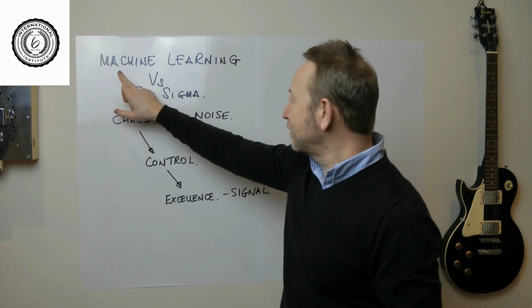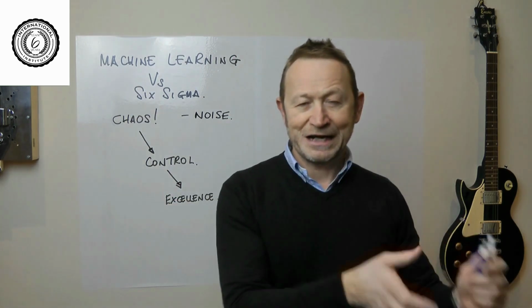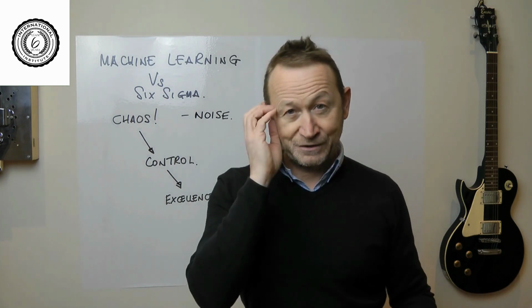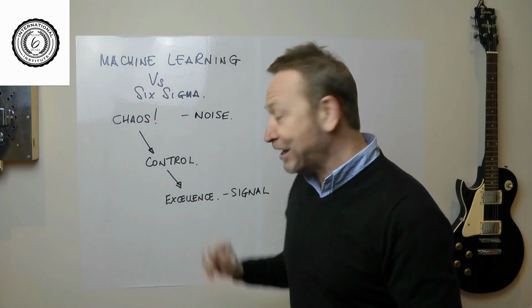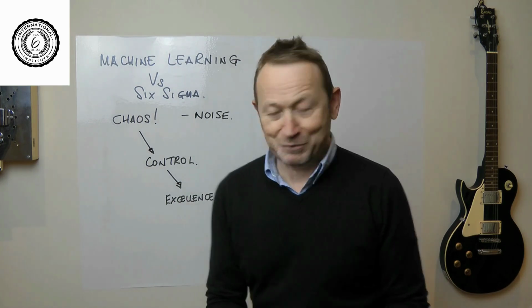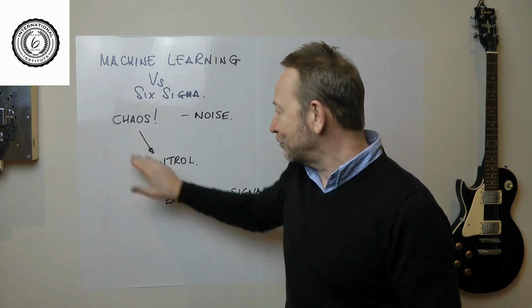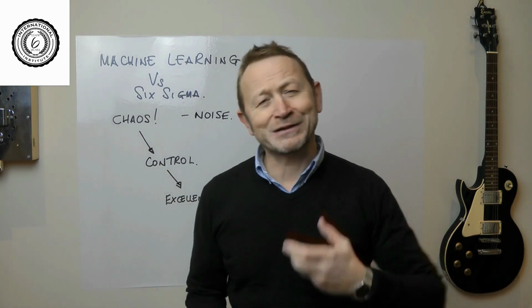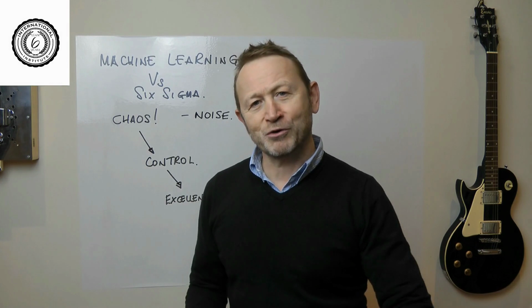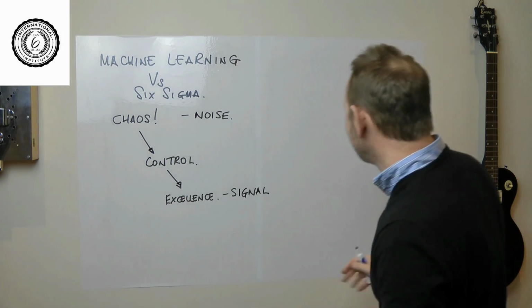Now for me, this is where machine learning sits. It sits in the excellence phase. But actually, the excellence phase is very easy to do. You don't need fancy computers to do the excellence phase. What's really hard to do is to go from chaos to control. So let me just put this in a graphical form to explain what I'm talking about.